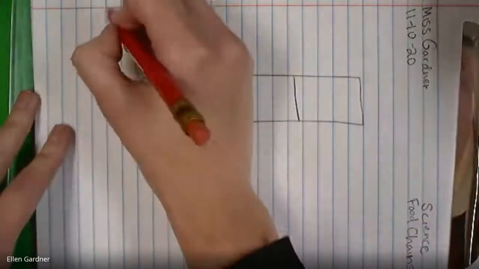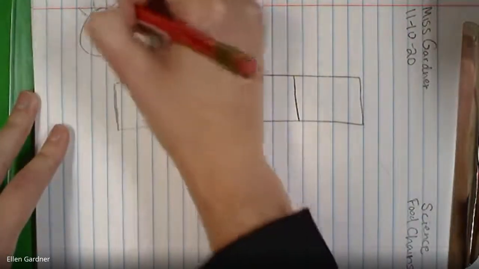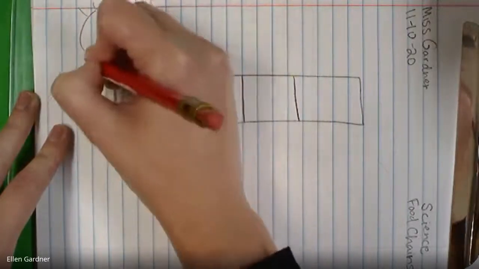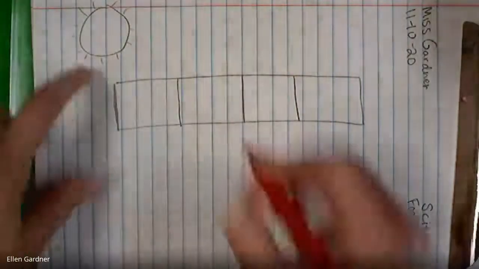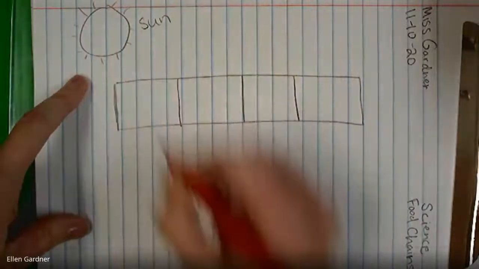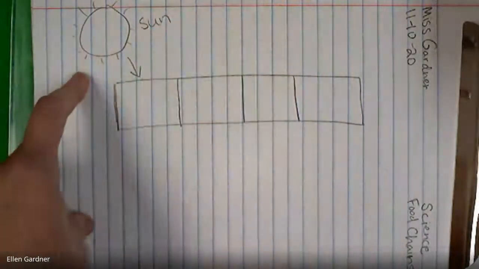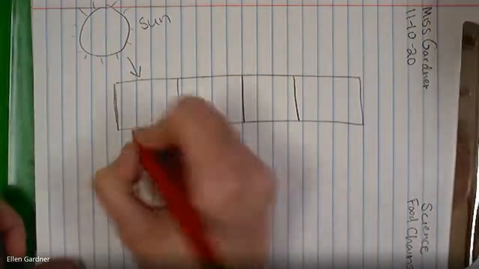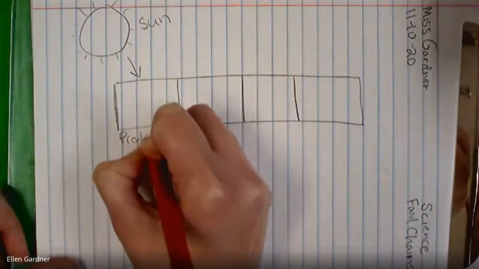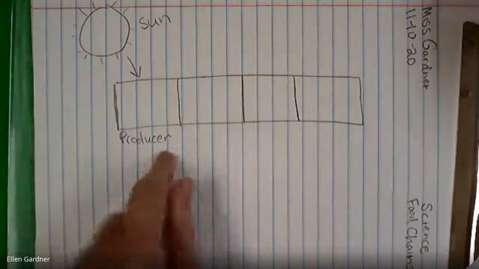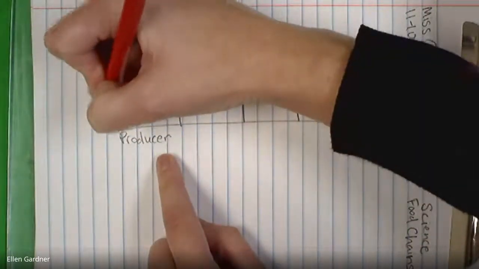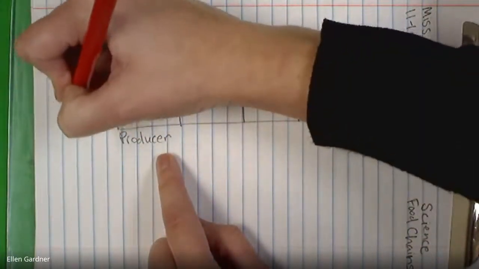So we've got the sun up here. I'll actually draw a sun now and label it. The sun is going to pass down its energy to this first box, which is a producer. A producer is a plant, right? This producer also takes in carbon dioxide.